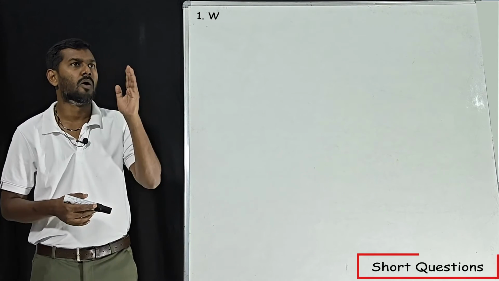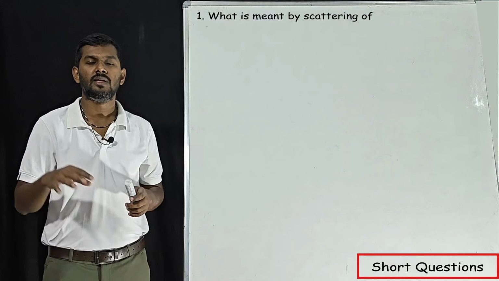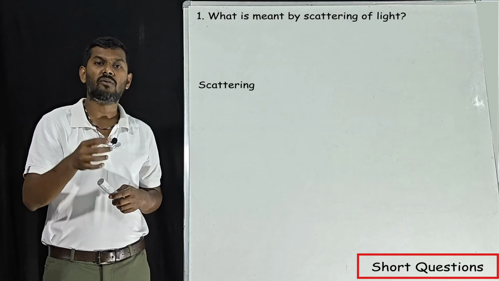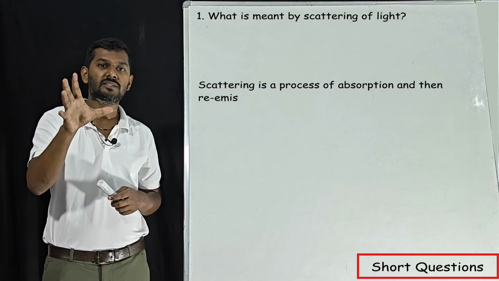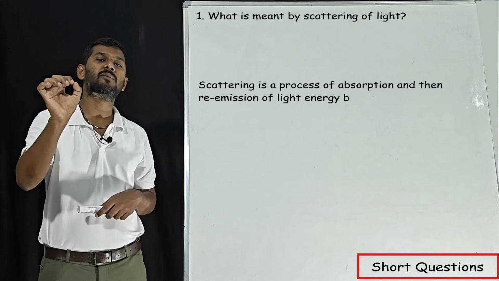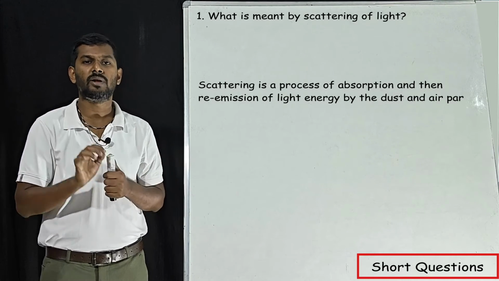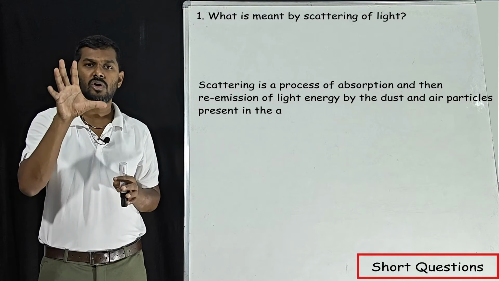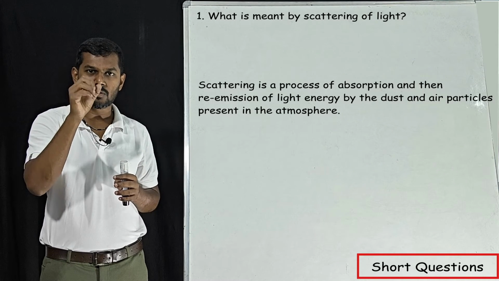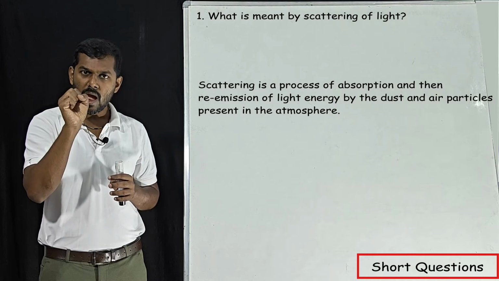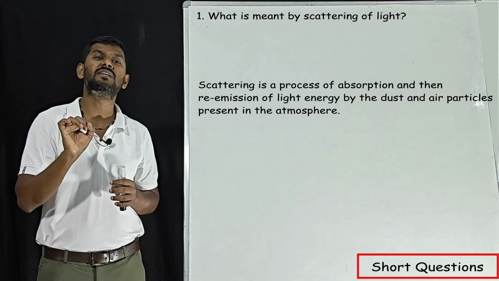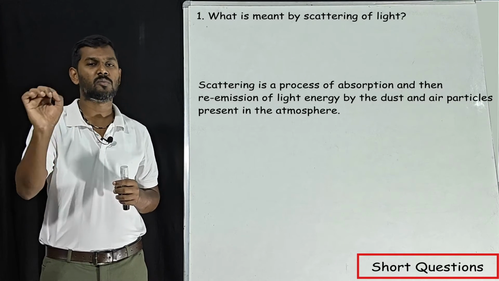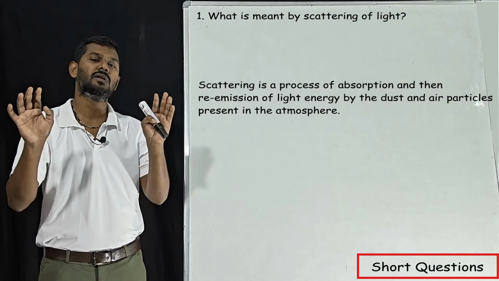Our next question: what is meant by scattering of light? Scattering is a process of absorption and re-emission of light energy by the dust and air particles in the environment or atmosphere. That's it. Light energy is absorbed and re-emitted by dust and air molecules in the atmosphere. This is nothing but scattering.